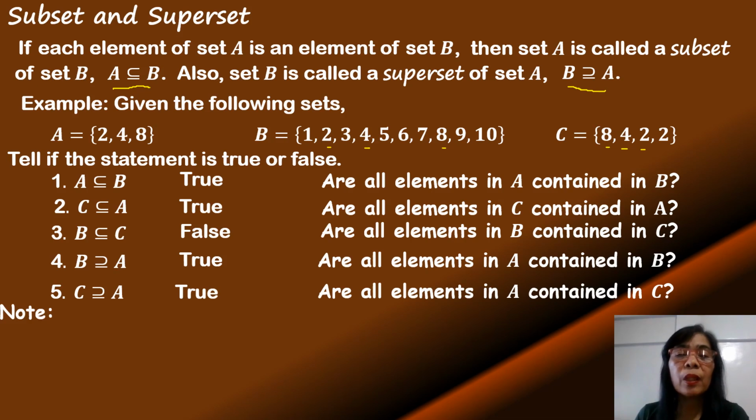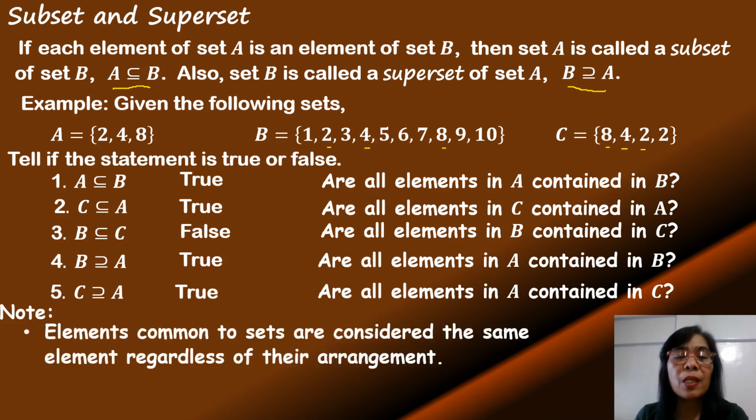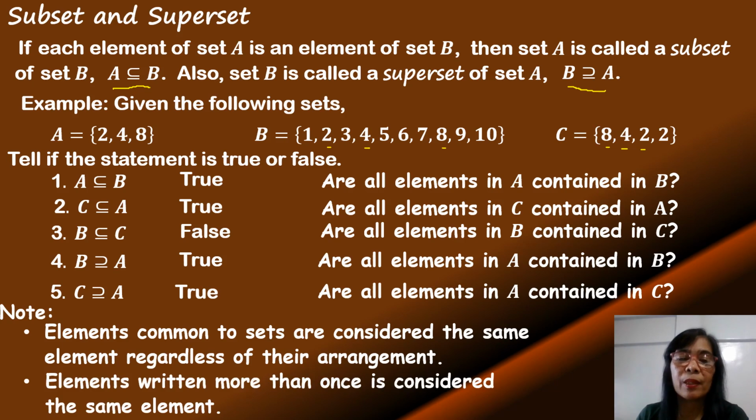So take note in writing the elements in a set: elements common to sets are considered the same element regardless of their arrangement. Elements written more than once are considered the same element.